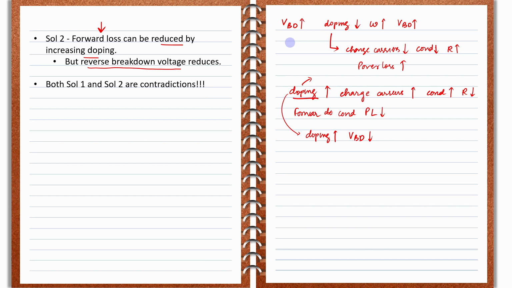And you are trying to reduce the forward conduction loss, but you are reducing reverse breakdown voltage. So both these solutions are contradictions. So what is the solution? There is a very smart solution to this. Great people have invented that solution.